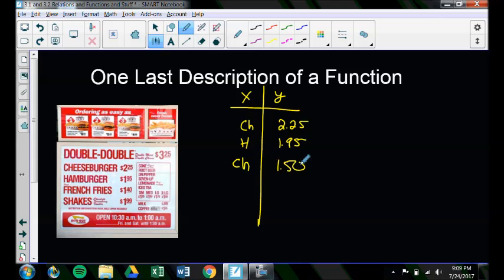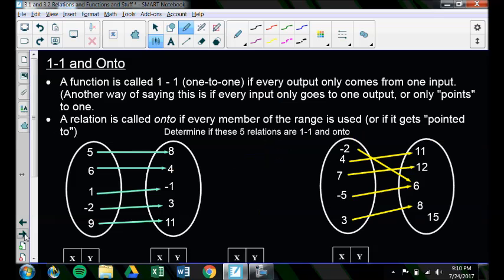Well then something is broken. Something is not working, we would literally say this is not a functioning menu. It's not a function. It's literally not working because the same input is not going to exactly one output. It's going to different outputs, not a function, not working. Hope that makes sense.